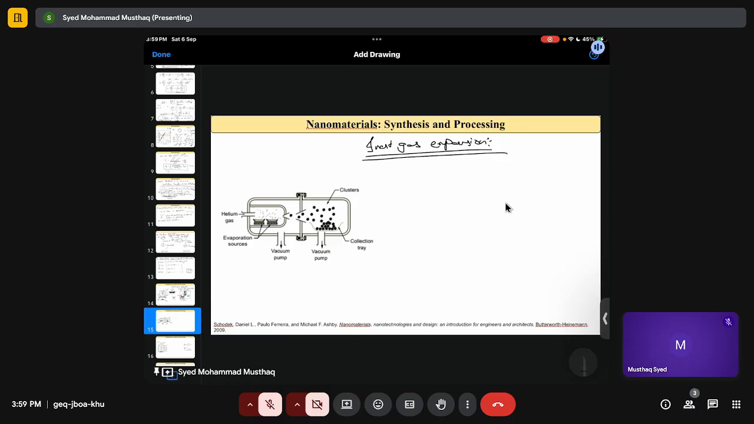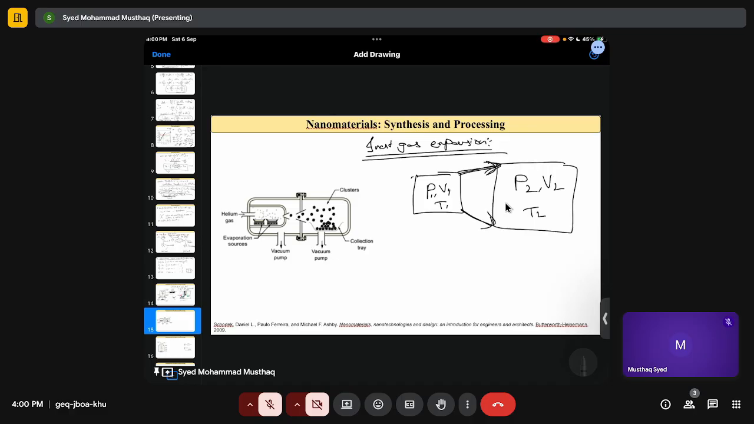So what do they mean by inert gas expansion? Inert gas expansion works on Joule's expansion theory. For example, let's say I have a gas at pressure P, volume V1, temperature T1. Now I expand it to pressure P2, volume V2, temperature T2. There is a sudden expansion. It's not like it slowly expanded.